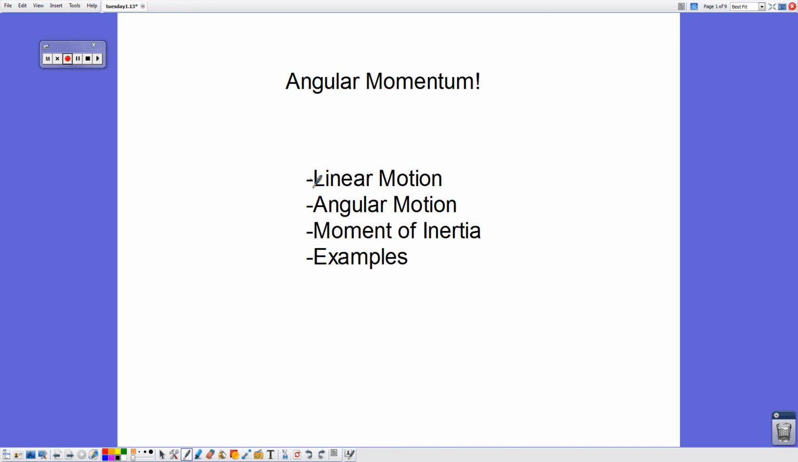So first on our list, we're going to go over the differences between linear and angular motion again. Then we're going to talk about something called the moment of inertia. And then we're going to finish up with some example problems.